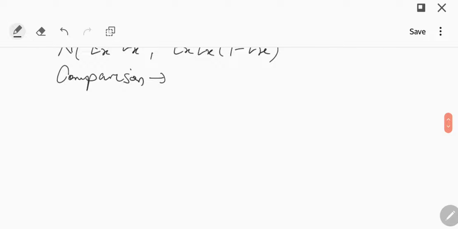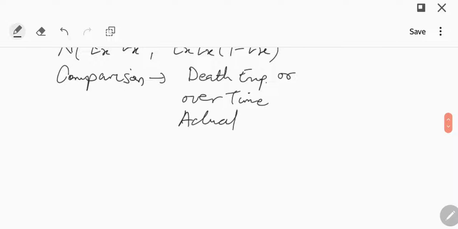So, comparison between various products. What has been the death experience with products, or death experience over time? So we need to find the comparison between the two, or I would like to compare some actual with a standard tables presented. So we have two forms of standard tables.